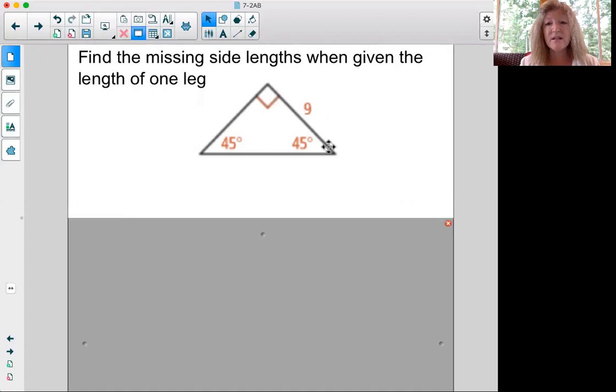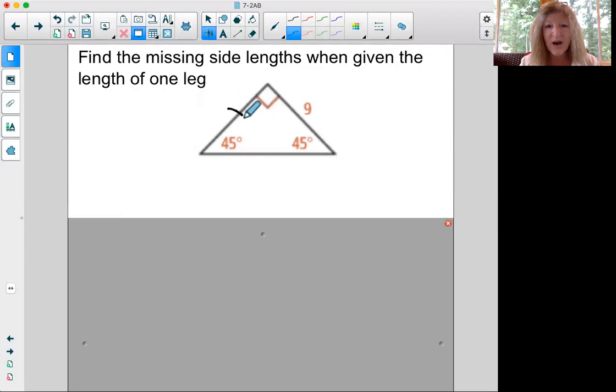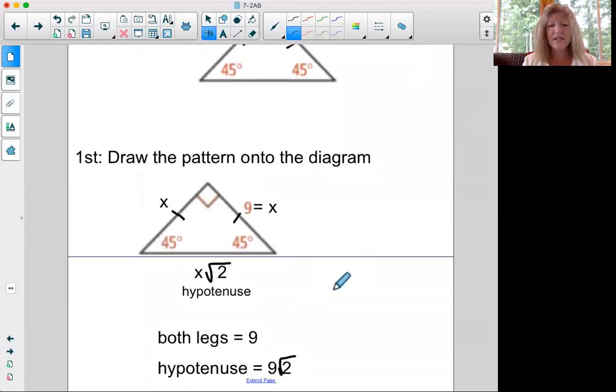So here we see that this is a leg, and if this is a leg, we know both legs are congruent, so over here will have to be the same. And then we also know that in order to get the length of the hypotenuse, we will just take whatever that is, in this case 9, and multiply it by root 2. So we first put our pattern right on the triangle, and then we see that the hypotenuse will be 9 root 2.